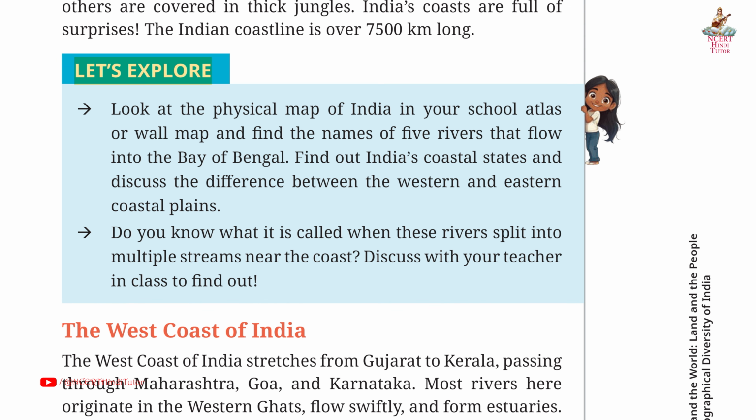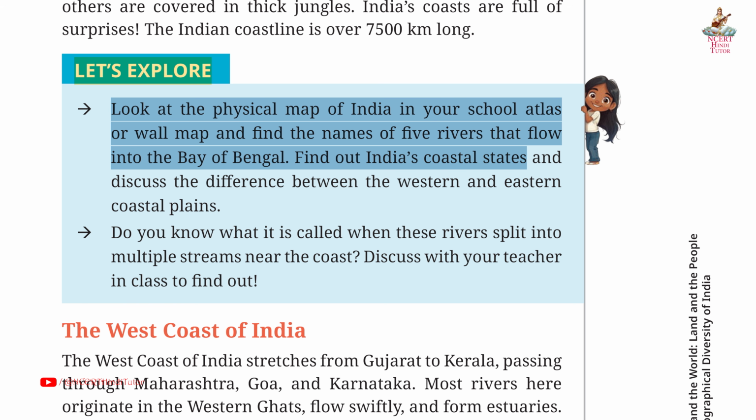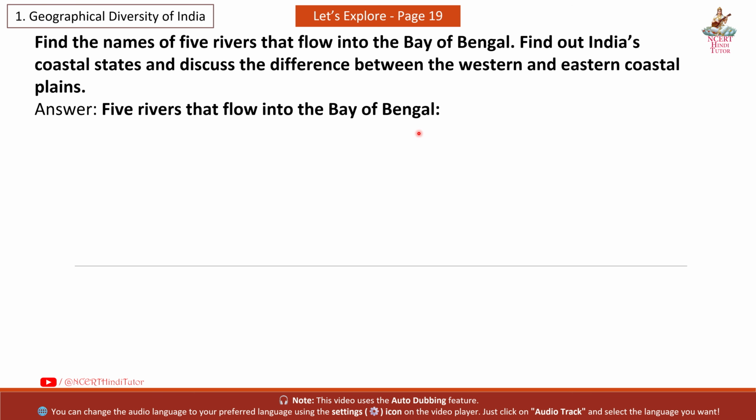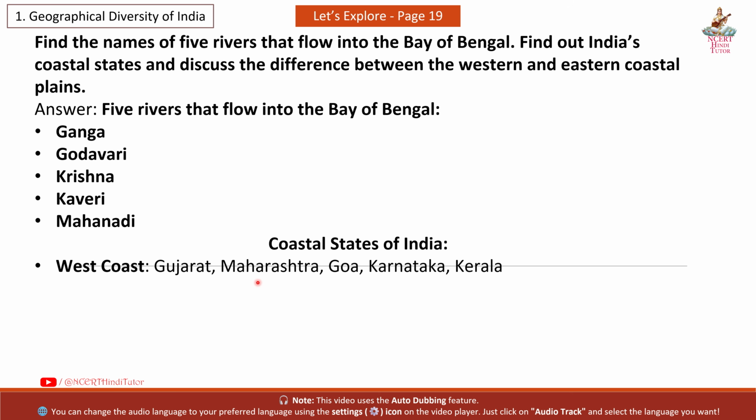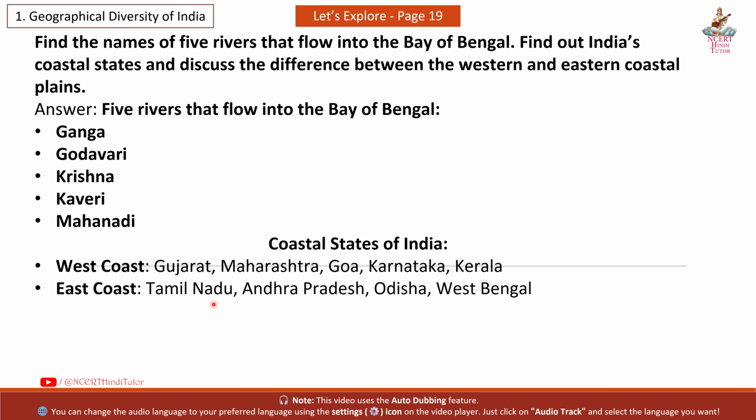Let's explore page 19. Look at the physical map of India in your school atlas or wall map and find the names of 5 rivers that flow into the Bay of Bengal. Find out India's coastal states and discuss the difference between the western and eastern coastal plains. Answer: 5 rivers that flow into the Bay of Bengal: Ganga, Godavari, Krishna, Kaveri, Mahanadi. Coastal states of India: West Coast: Gujarat, Maharashtra, Goa, Karnataka, Kerala. East Coast: Tamil Nadu, Andhra Pradesh, Odisha, West Bengal.